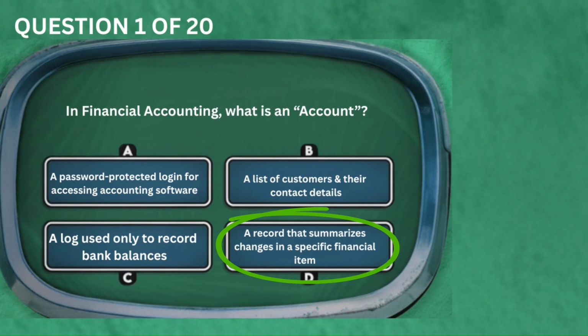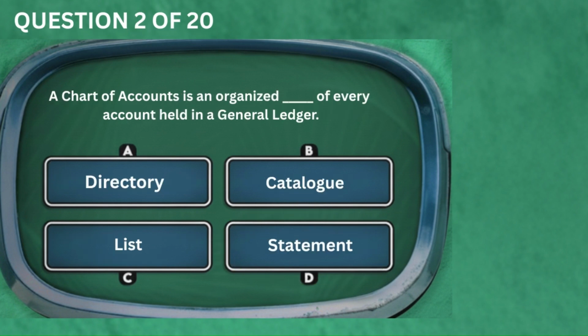Because an account is a place where we record all changes related to one specific item. How much increased, how much decreased, and what the final balance is. Question 2. A chart of accounts is an organized blank of every account held in the general ledger. Is it a directory, a catalog, a list, or a statement? It's C. The chart of accounts is a list that provides a structure for recording transactions and preparing financial statements.